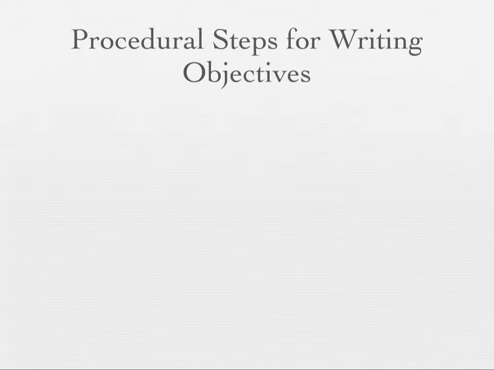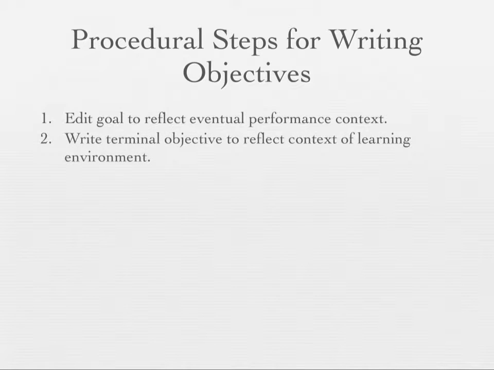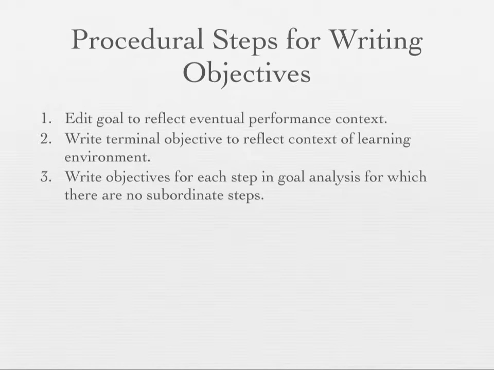Dick and Carey suggest a set of steps or a procedure for writing objectives. First is to edit the goal in order to reflect the eventual performance context. Next, write the terminal objective to reflect the context of the learning environment. And we got this from our learner and context analysis. Third is to write the objectives for each step in your goal analysis for which there are no subordinate steps.